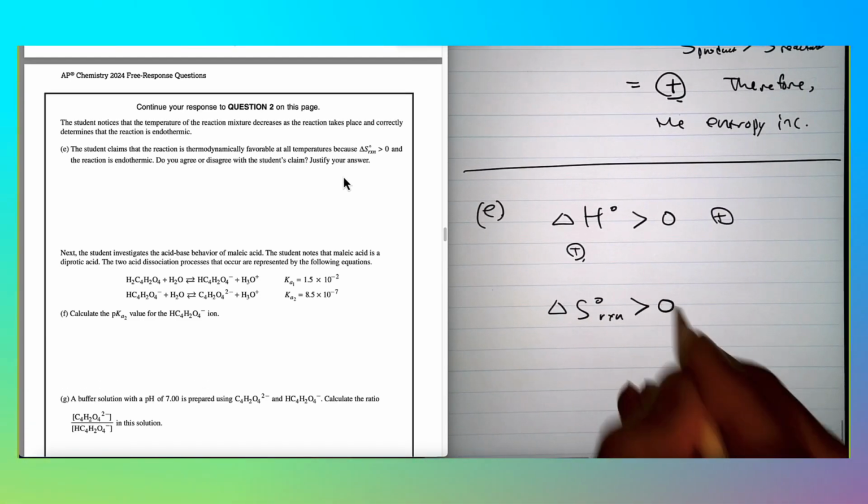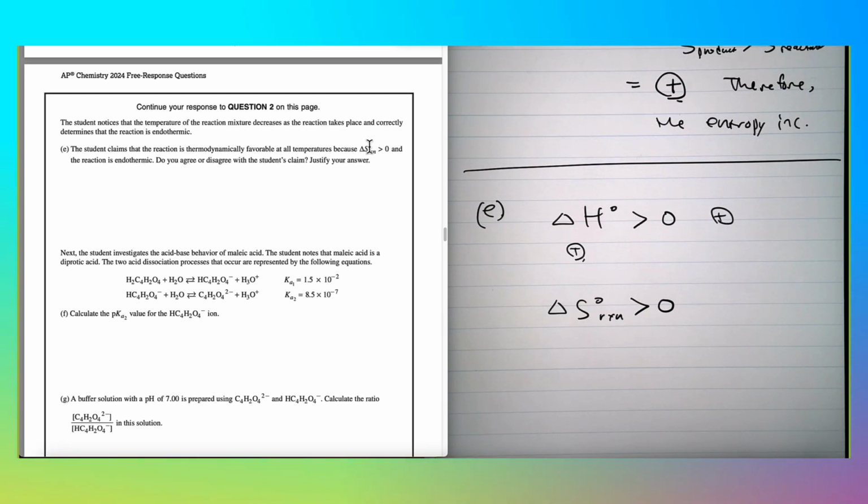The student claims that the reaction is thermodynamically favorable at all temperatures because delta S naught is greater than 0. Okay, that was true from the last question. And the reaction is endothermic. Do you agree or disagree with the student's claim?